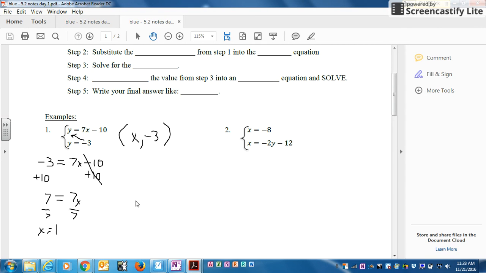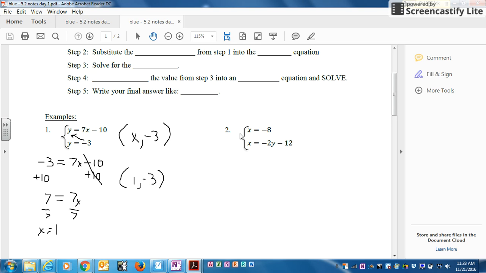So my final answer is 1 comma -3. And if you put these two equations into a graphing calculator and find the intersection, you'll find that these two lines intersect at 1, -3.